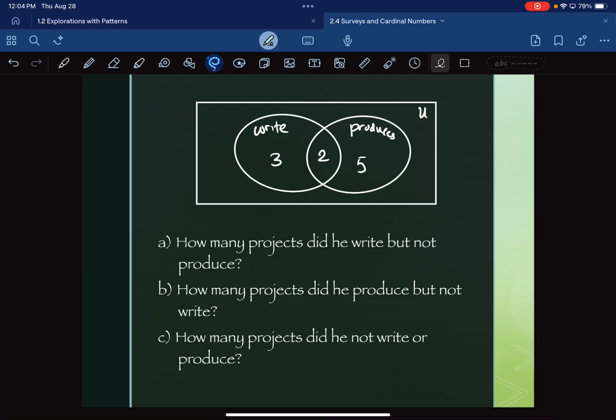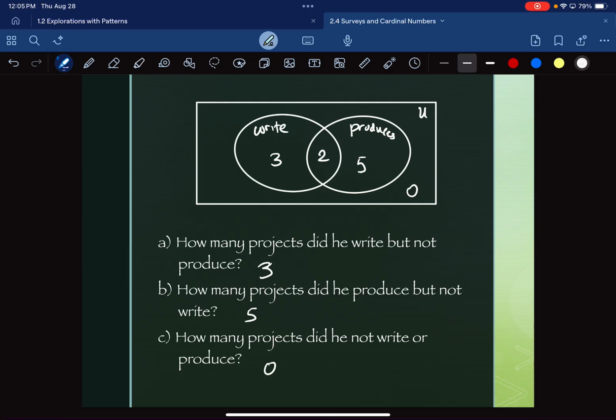From the picture, we have to answer the questions. The first question says, how many projects did he write but not produce? 3. That is 3. It's the outside region of the right circle. How many projects, I don't think I got my 0 in there. How many projects did he produce but not write? That was 5. And how many projects did he not write or produce? 0. That's 0.